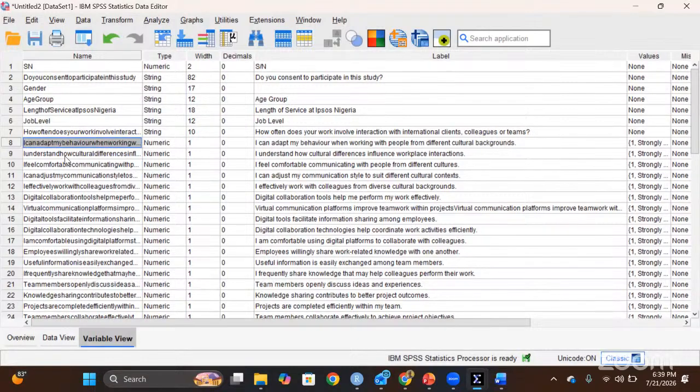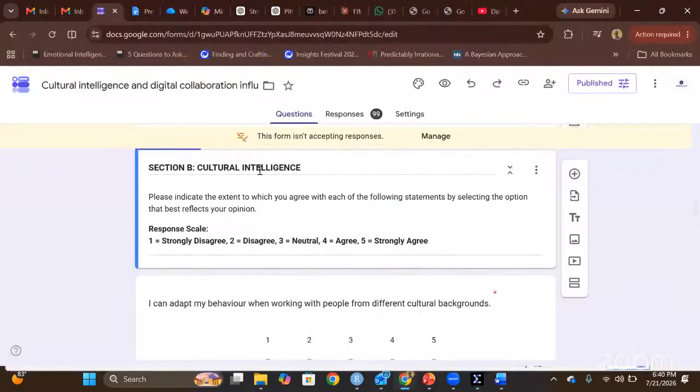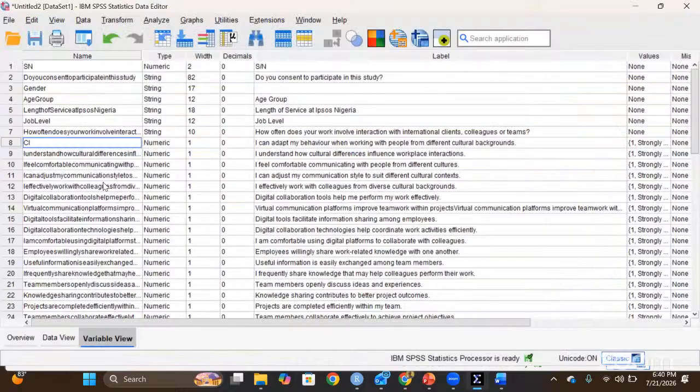I say for now. The reason I want to do that is that I want to change these questions to another thing entirely. So now I'm not going to call this variable name that again. You see that cultural intelligence is what I want to measure. So I'm going to call it CI1, CI2, CI3, CI4, and CI5.